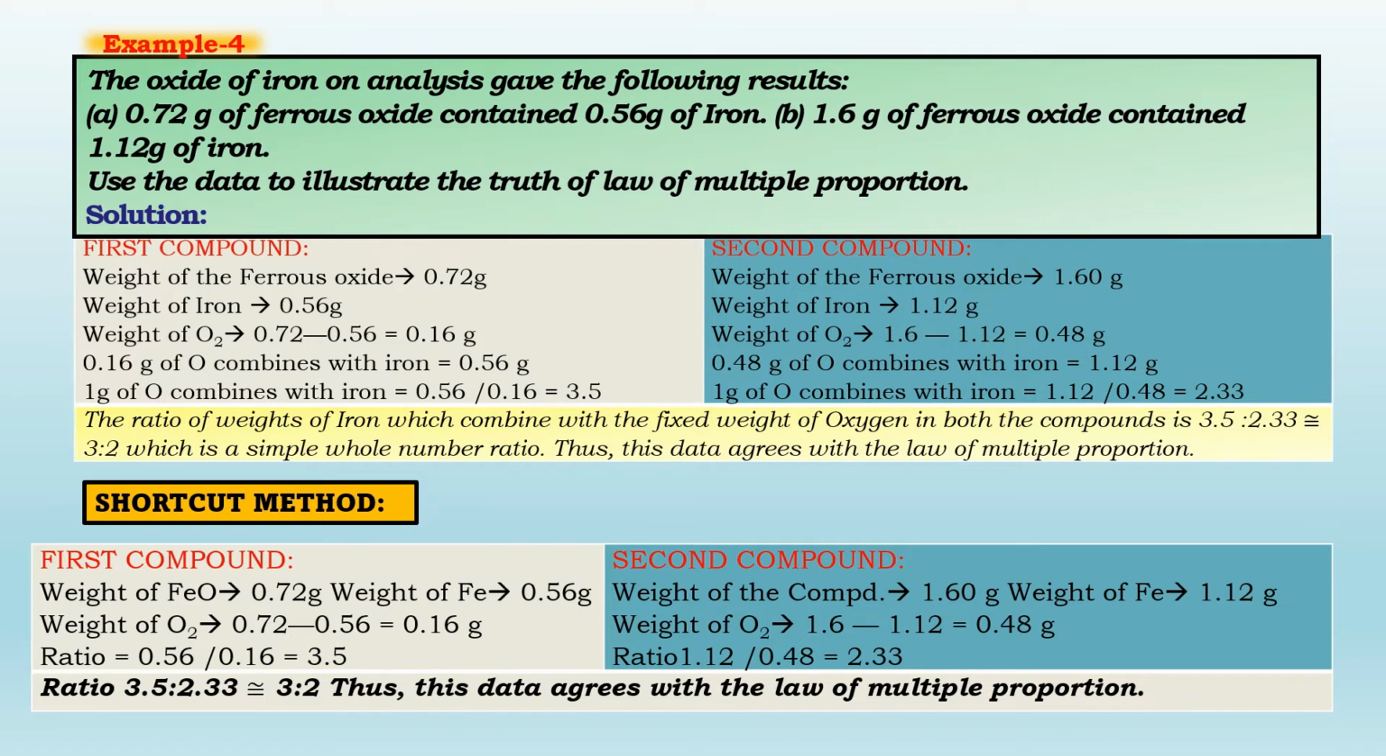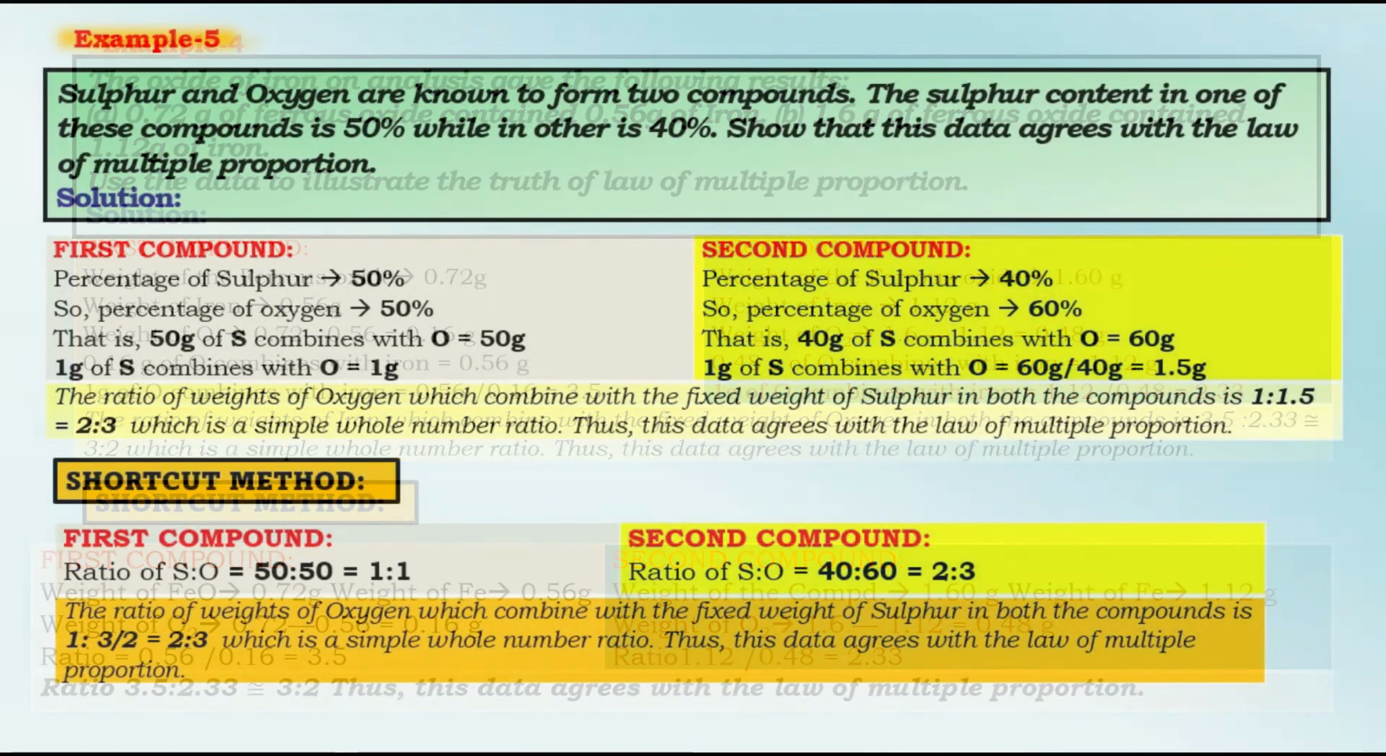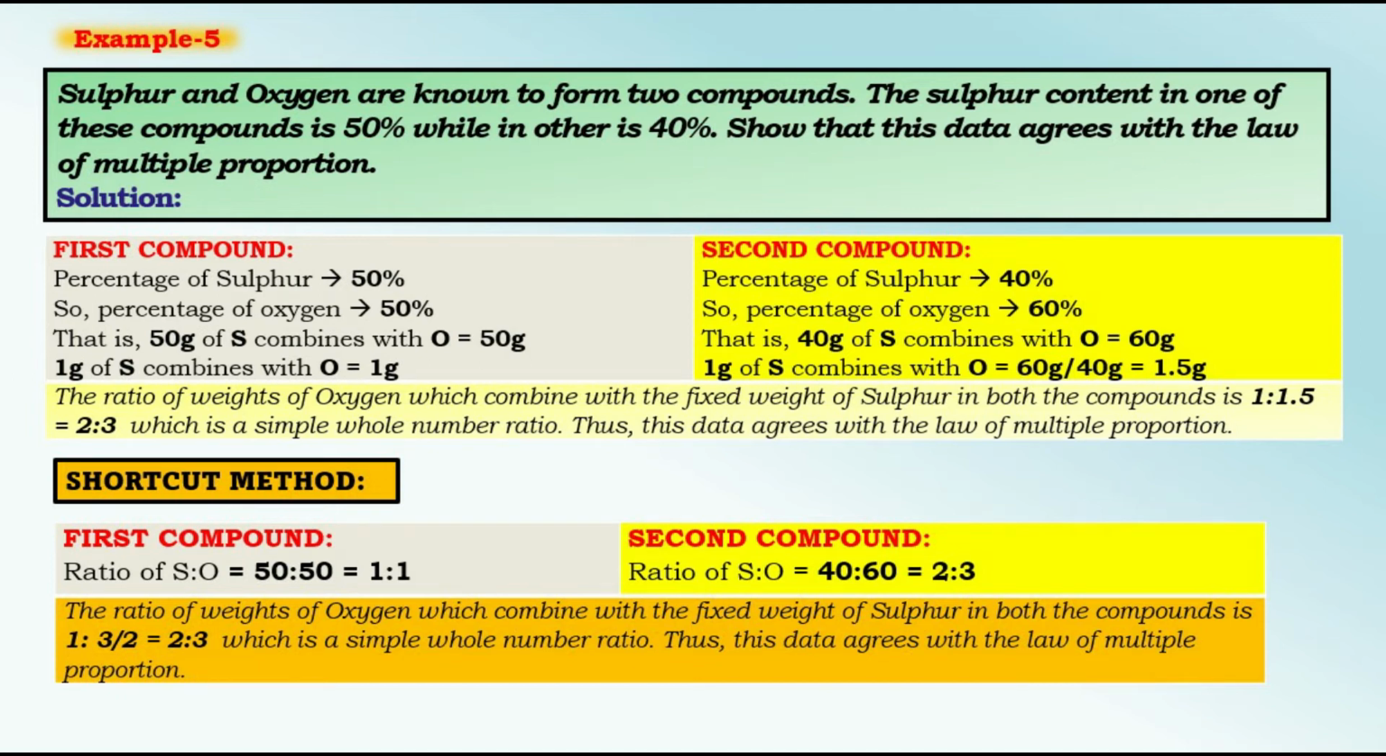In the second compound, weight of the compound is 1.6 gram. Weight of the iron is equal to 1.12 gram. So weight of oxygen is equal to 1.6 minus 1.12, that is equal to 0.48 gram. Ratio is equal to 1.12 divided by 0.48 is equal to 2.33. Ratio of 3.5 and 2.33 is approximately equal to 3:2. Thus, this data agrees with the law of multiple proportion.